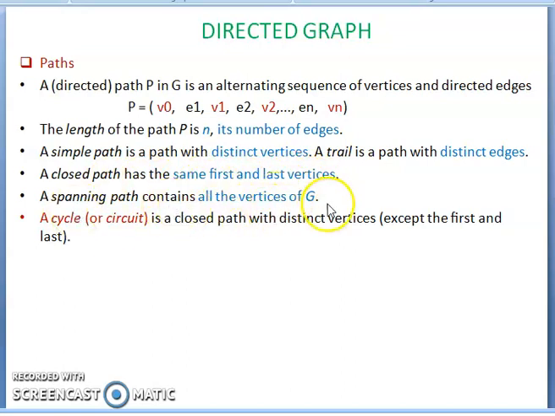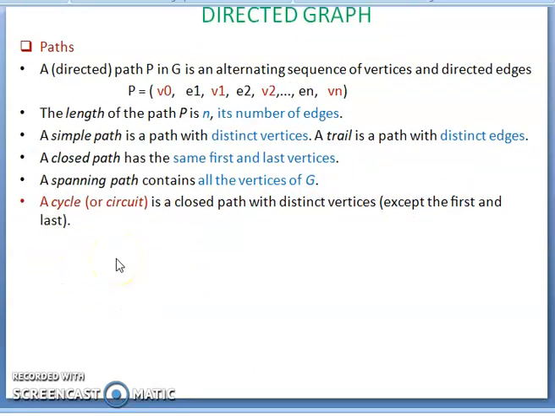A spanning path contains all the vertices of G. So in a simple path, there is a path from one vertex to another vertex. A spanning path contains all the vertices of a graph G. A cycle or a circuit is a closed path with distinct vertices except the first and last. That is called a cycle or a circuit.